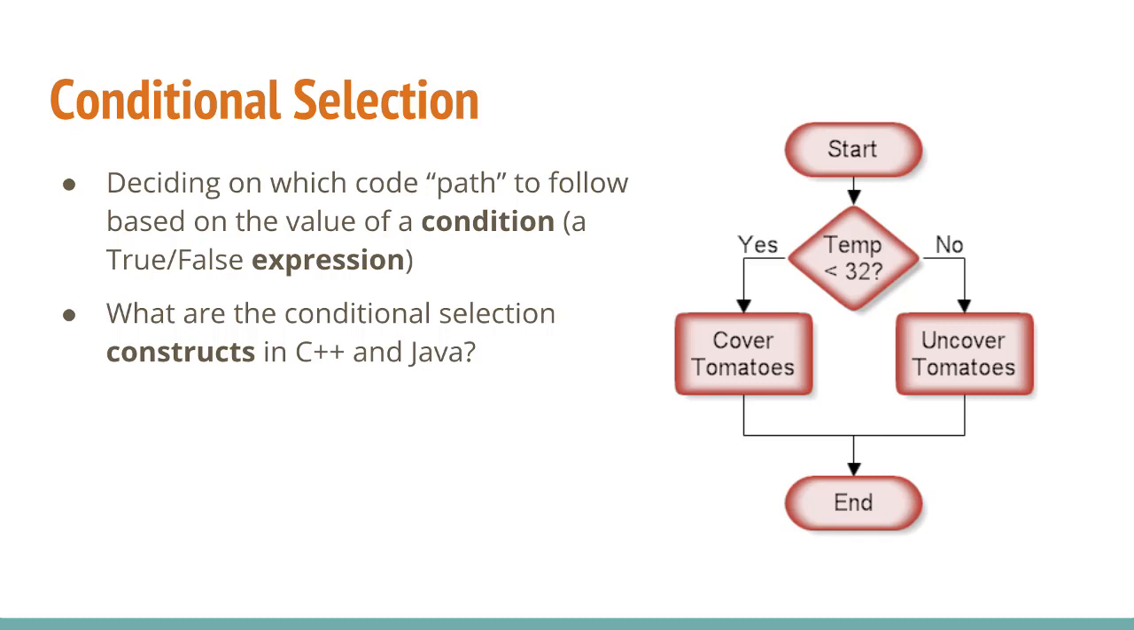How do we take something like this flowchart and translate it into code? The good news is you've already used these constructs. The same constructs are used in C++ and Java to make decisions, specifically to make true or false decisions, or as we call them, conditions. So let's take a look.